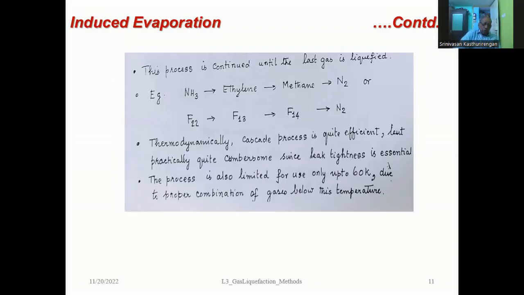you have to deal with the multiple subgases and many heat exchangers are involved, and leak tightness is very, very essential in all these cases. The process was also limited for use up to 60 Kelvin because people at the earlier time could not find gases below this temperature. Right.